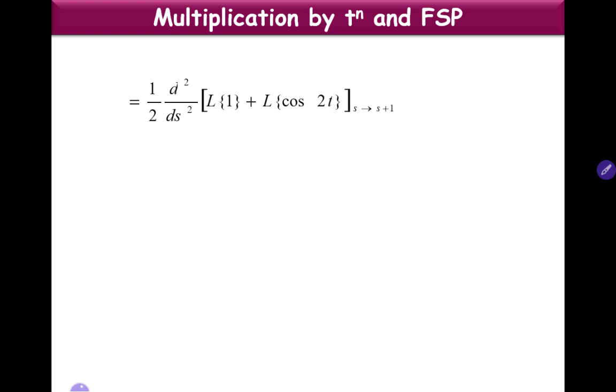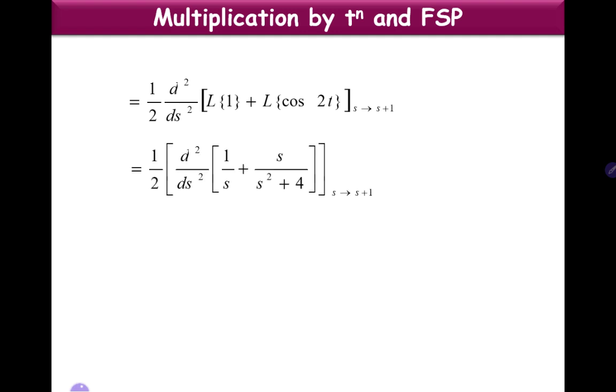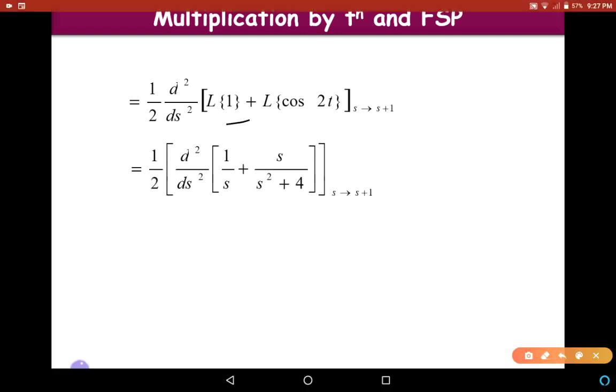So that gives d square by ds square of L of 1 plus L of cos 2t, where 2 is taken outside in the denominator, and s should be replaced with s plus 1. So that is d square by ds square of, we know that L of 1 is 1 by s and L of cos 2t is s by s square plus 4. So we have to find two derivatives for this term, and after that we have to replace s with s plus 1. So first let us find the first derivative and later the second derivative.